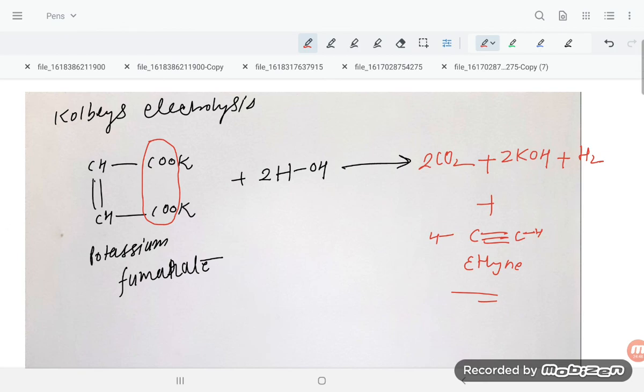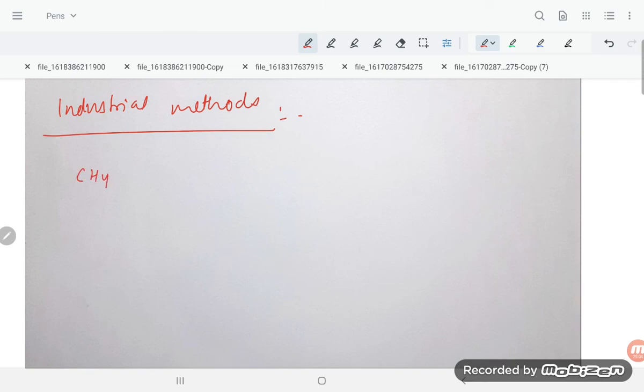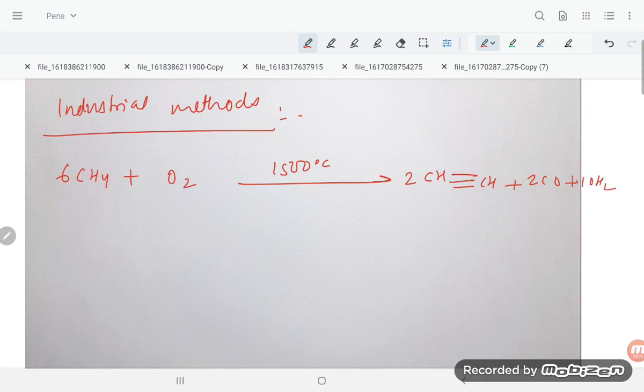Next is the industrial method. In the industrial method, you take the hydrocarbon methane and pass oxygen at a very high temperature, 1500 degrees Celsius. It forms ethyne plus 2CO plus 10H2. So this is how it is formed.